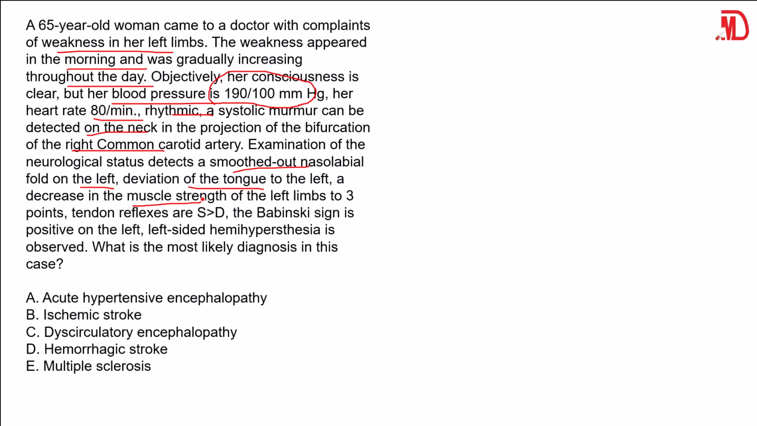Even without going through it, definitely you will know that it's a problem of the brain. But before we arrive at our answer, let's quickly go through a few things so that they can help us with our diagnosis. So normally when we say weakness, it simply refers to loss of muscle strength.